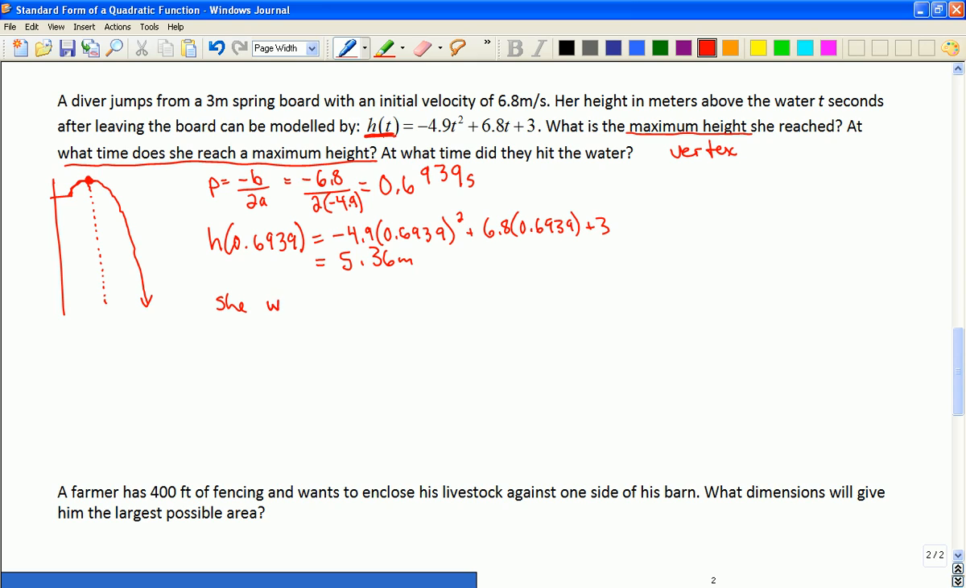So we put, oops, do a better job of that. She hits the water at about 1.7 seconds.